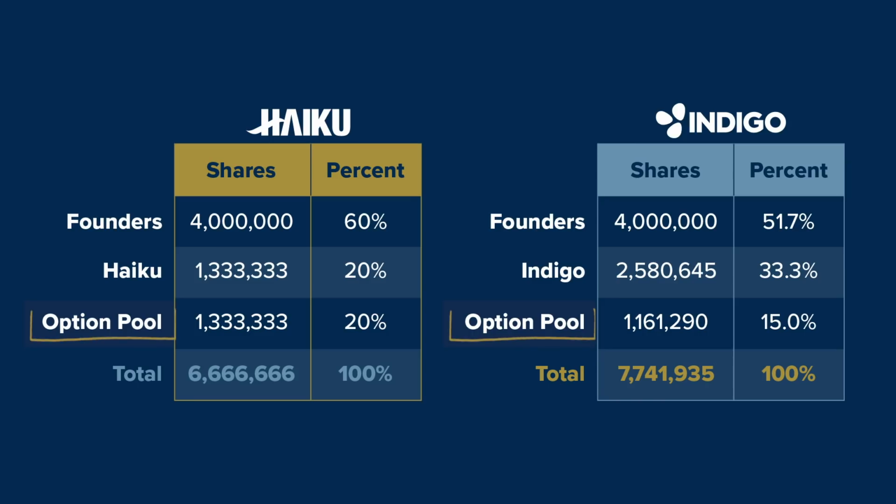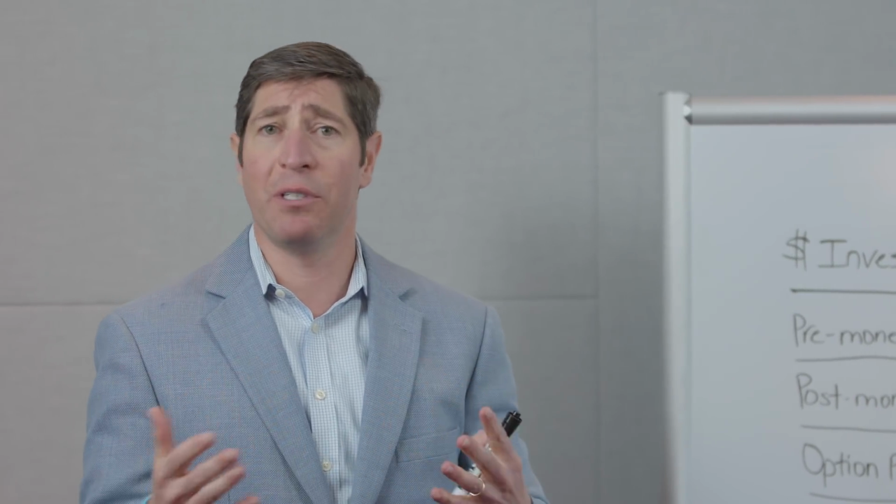And that means basically you're setting aside some percentage ownership of the company that you will give out over time to employees in the company. The venture capitalists in this case are saying, when we do this deal, we would like you to set aside, in the Haiku case, 20% of the company's ownership in the option pool, and in the Indigo case, 15%. And again, we're going to come back to that in a second and understand why those numbers are different and what they're intended to mean.